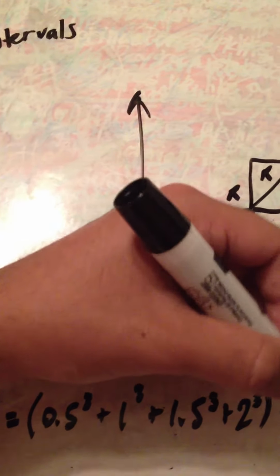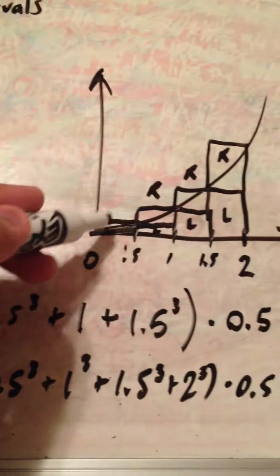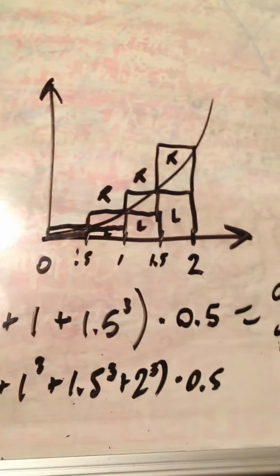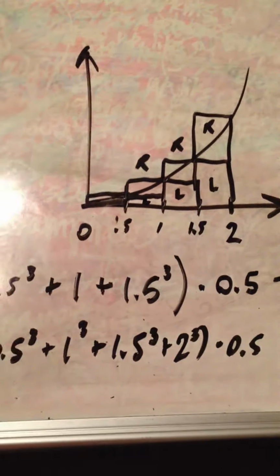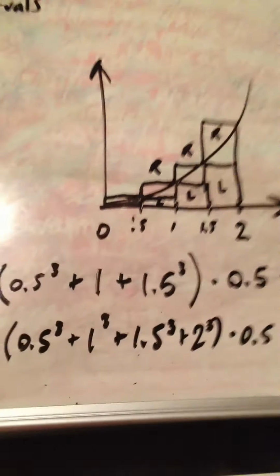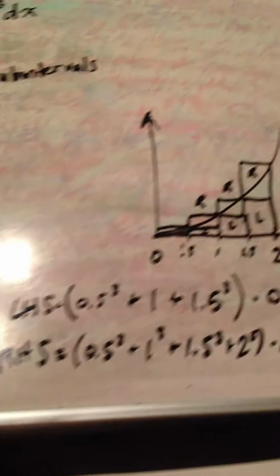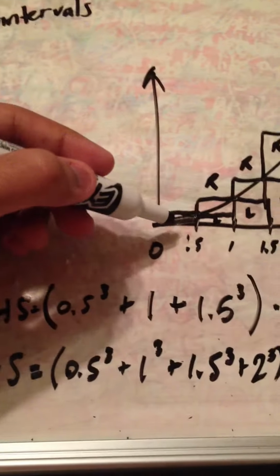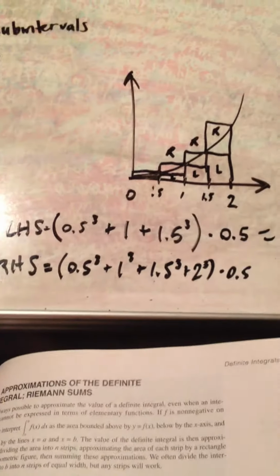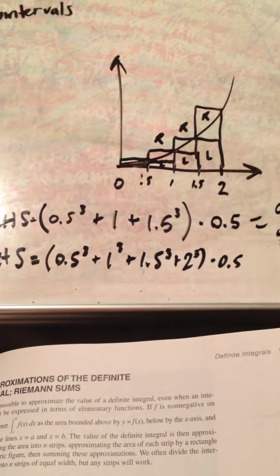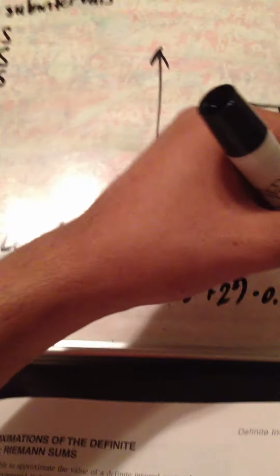And all that is multiplied by 0.5, because 0.5 is always the width, right? But then the heights, in this case, there are 4 heights, because the right-hand sum overestimates. For the left-hand sum, we only found 3 discernible heights, because the 4th one is 0, because there's just a line here. So for the right-hand sum, it's 0.5 cubed plus 1 cubed plus 1.5 cubed plus 2 cubed, all times 0.5, which is the constant width.